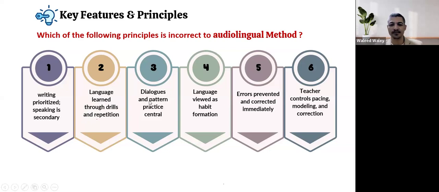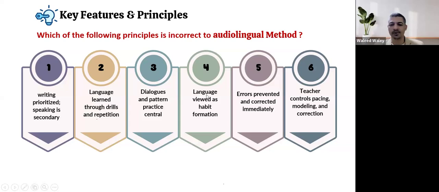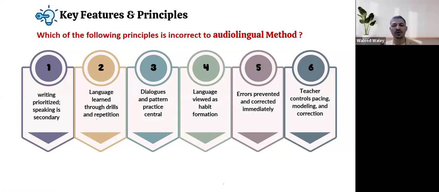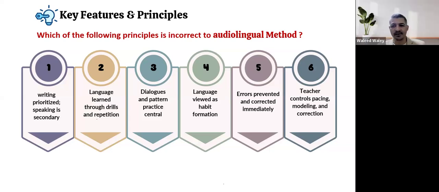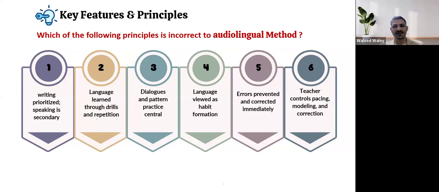Can you read the principles? Dialogues and pattern practice central. Yes, true. Number 4. Language viewed as habit formation. Yes, true, so they have to repeat. It's habit formation. And number 5, errors prevented and corrected immediately. Yes, she did that. Number 6, teacher controls pacing, modeling, and correction. Yes, and also she divided them into 2 groups, and asked the first group to say a part of the dialogue, and the other group to say the second part.